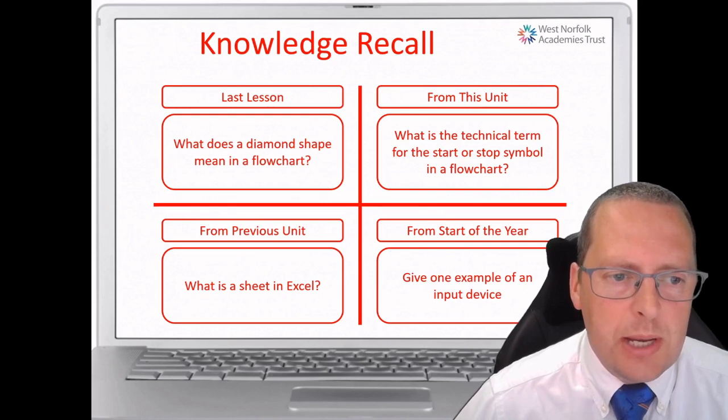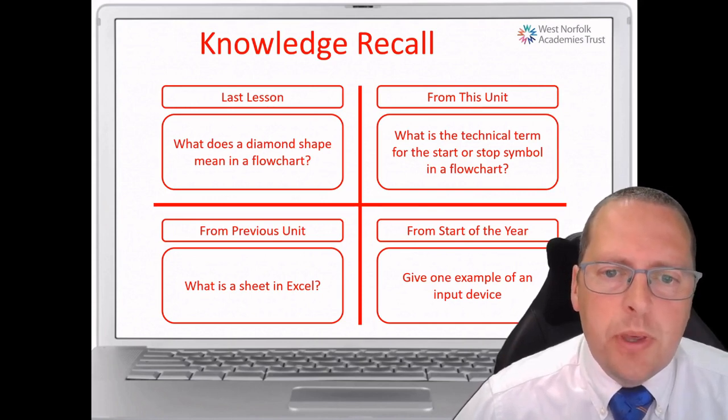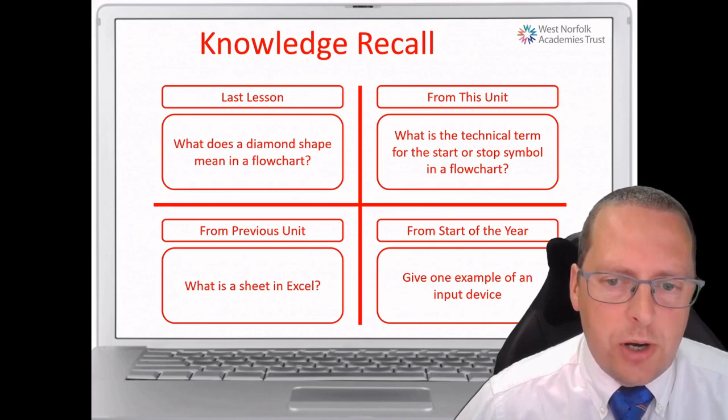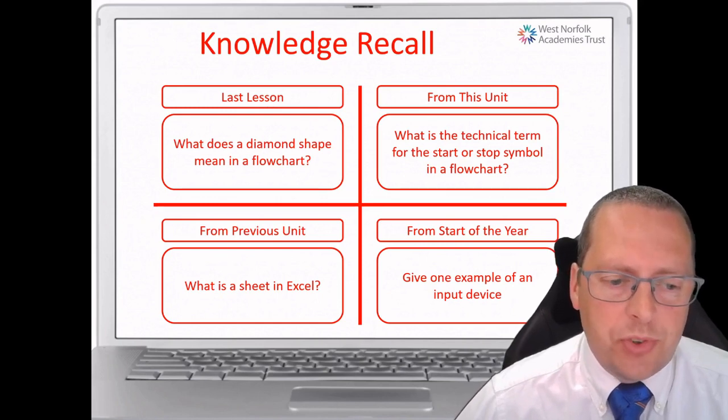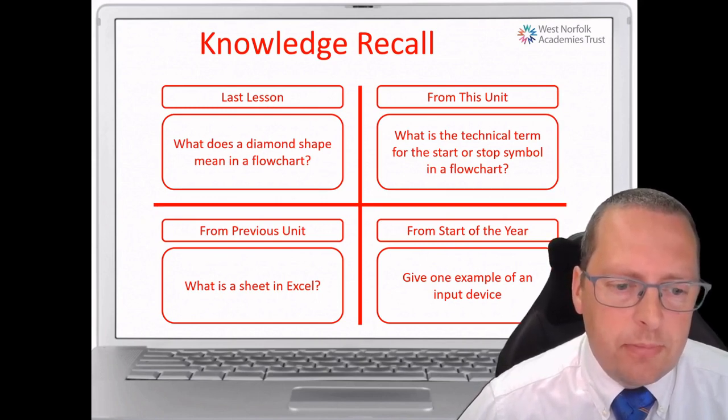What is a diamond shape? What does it do? What is the technical term for the start or stop symbol in a flowchart? So again, we did that last week. In an Excel spreadsheet, what is a sheet? So what is a sheet in Excel?